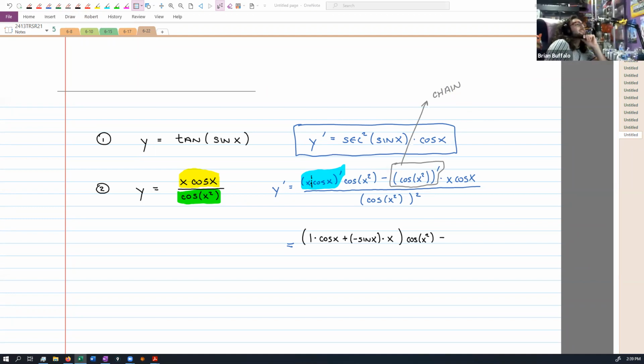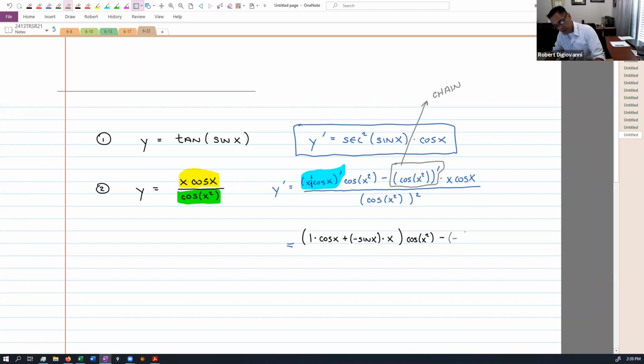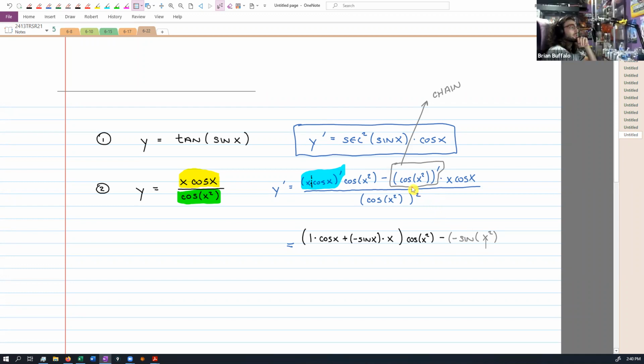I'm here. Brian, did you get to a point where you had to take derivative of cosine of x squared, or do you feel comfortable taking derivative of cosine of x squared? Yeah, that would be negative sine. Okay, so I'm going to put a parenthesis because I don't want two negatives right next to each other. Negative sine of what? Of x squared. Okay. Then?